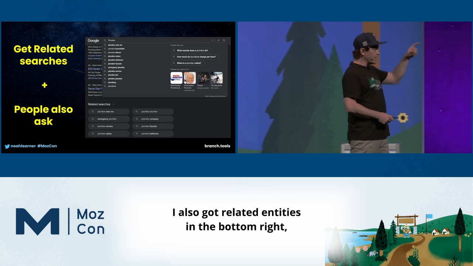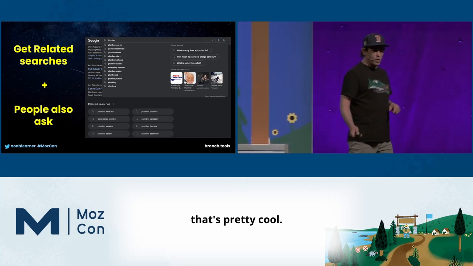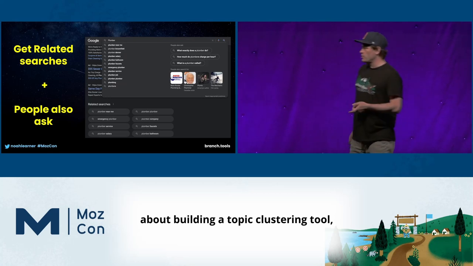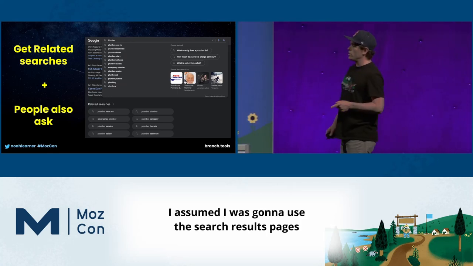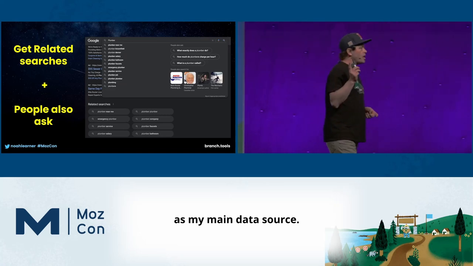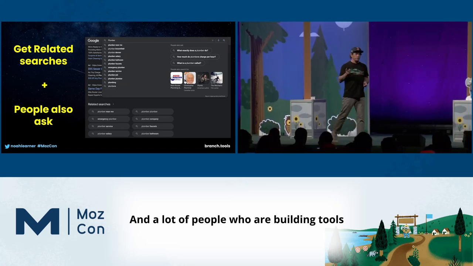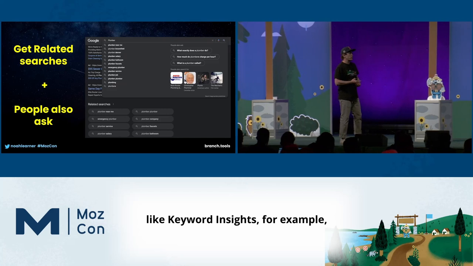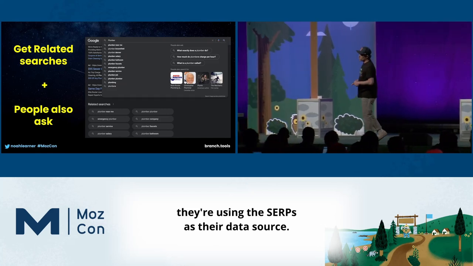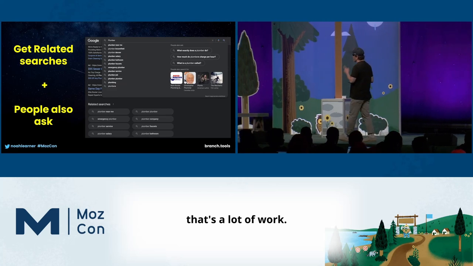I also got related entities in the bottom right. That's pretty cool. When I started to think about building a topic clustering tool, I assumed I was going to use the search results pages as my main data source. And a lot of people who are building tools, like Keyword Insights, for example, they're using the SERPs as their data source. But as we'll get into, that's a lot of work.